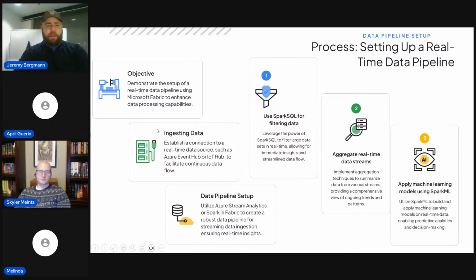So ingestion would be almost like your extraction or receiving of the data, and then in your pipelines, you can do transformations and loads. So like ETL in real time.